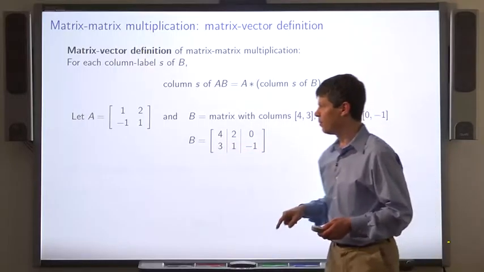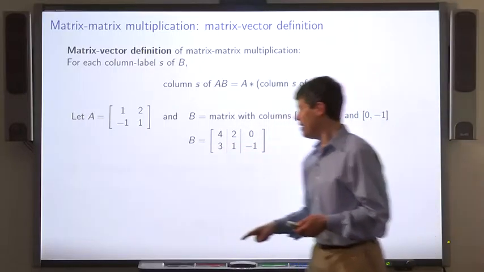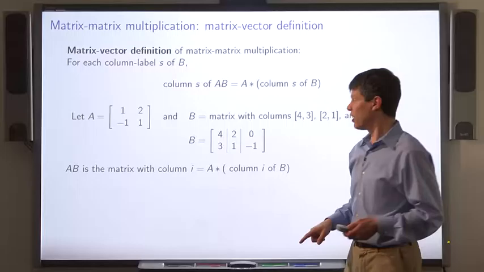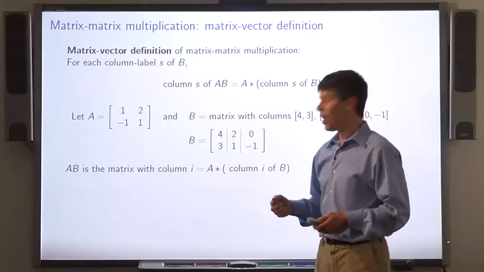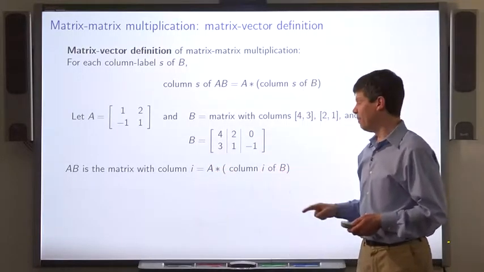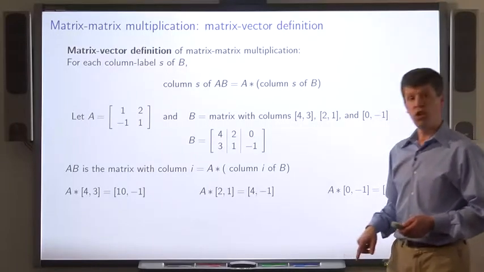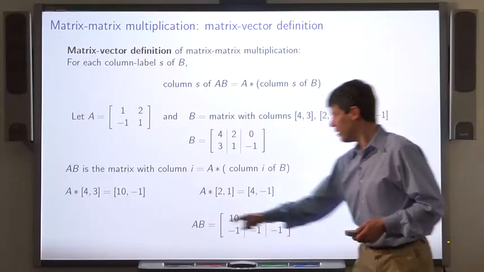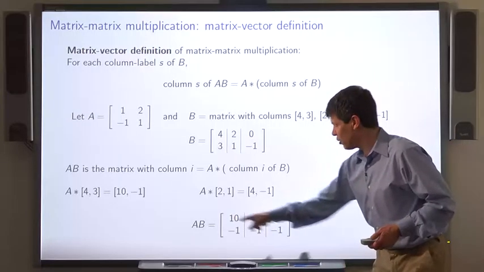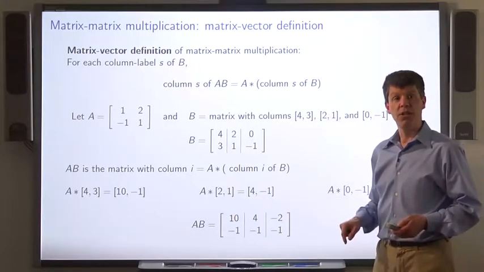Those are its columns. The product AB is the matrix whose column I is the product of A with column I of B. So A times the first column, 4, 3, is 10, minus 1. A times the second column, 2, 1, is 4, minus 1. And A times the third column, 0, minus 1, is negative 2, negative 1. So the matrix-matrix product is the matrix with those outputs as its columns.